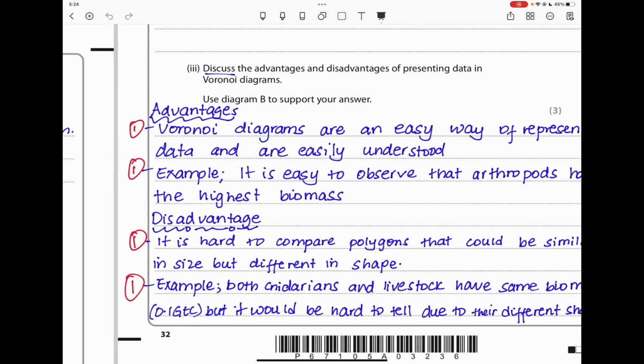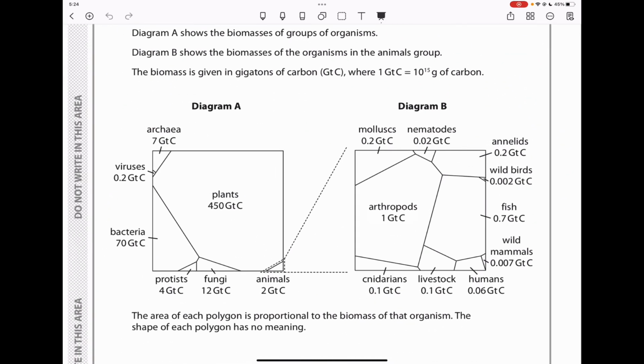Let me take you back to diagram B. We can see here, by looking at this Voronoi diagram, that arthropods have the greatest mass, and then this comes next. The problem is looking at this and that have the same biomass, but they are different shapes, so that could be misleading and confusing. You have to be able to understand it fully or properly. Another one is these mollusks and annelids. They have the same biomass, but their shapes are different, and that could be problematic as well.